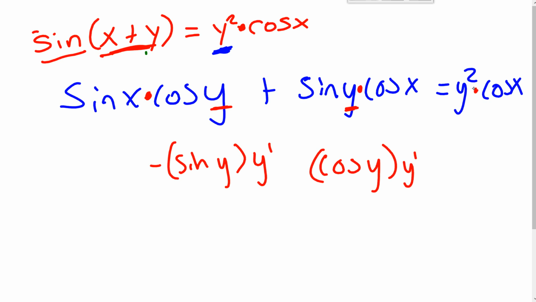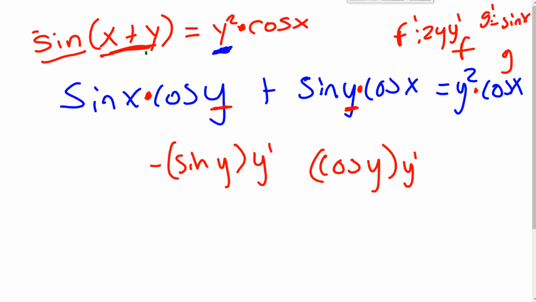And here you have product rule. So this is your f and this is your g. So f prime would be 2y times y prime, and g would just be negative sine x. So you can go from there if you want to.